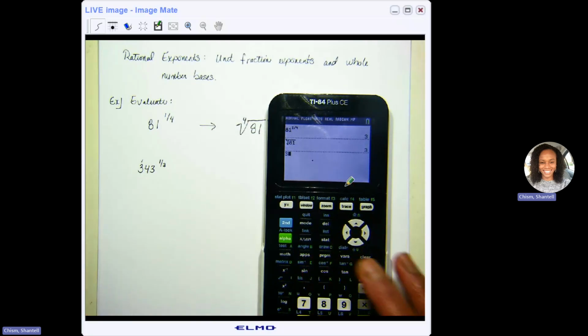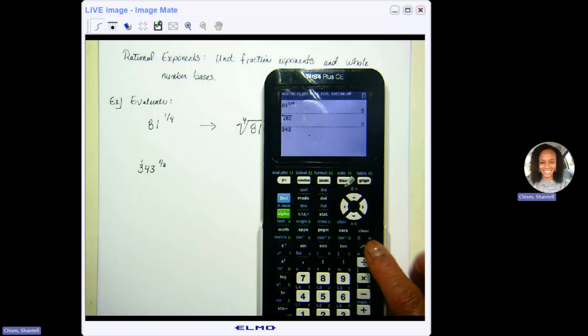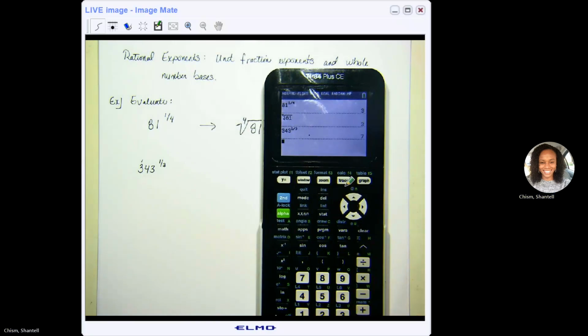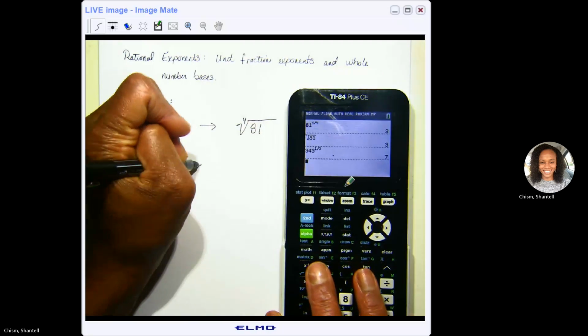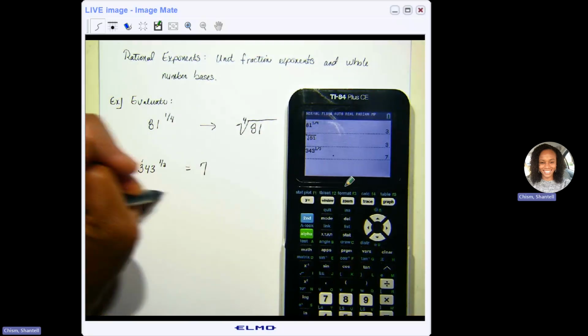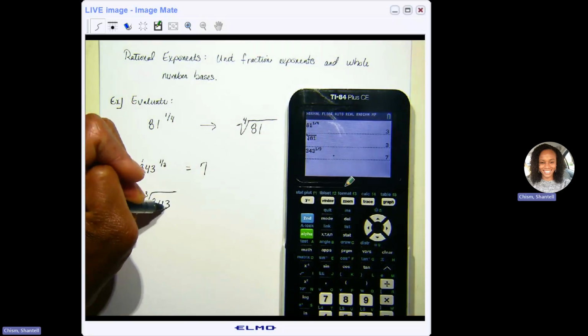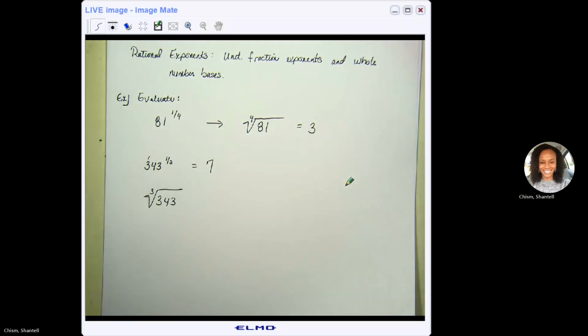Here, 343, I'm doing the little house top here for the exponent, raised to the 1/3 power. That gives me 7. So I could also say cube root of 343. That would be the same thing.